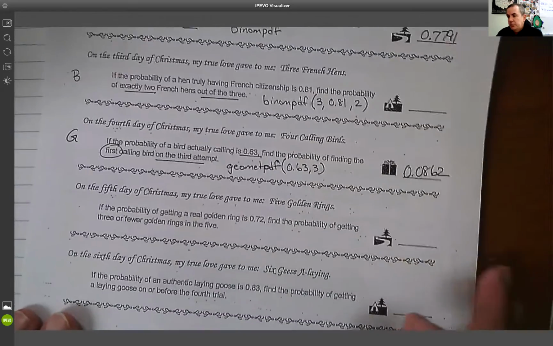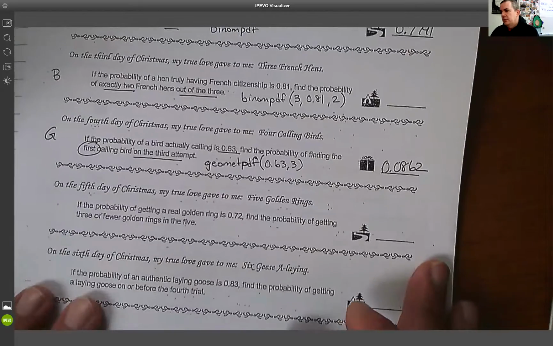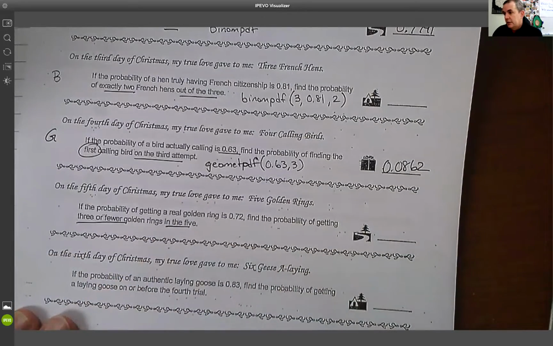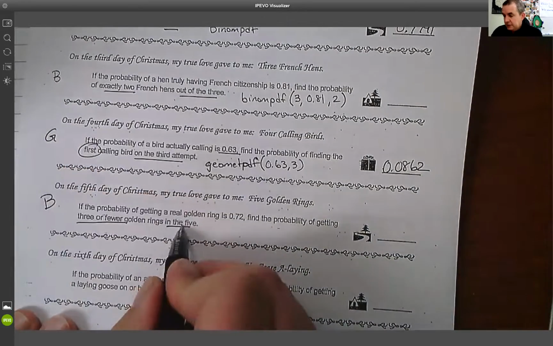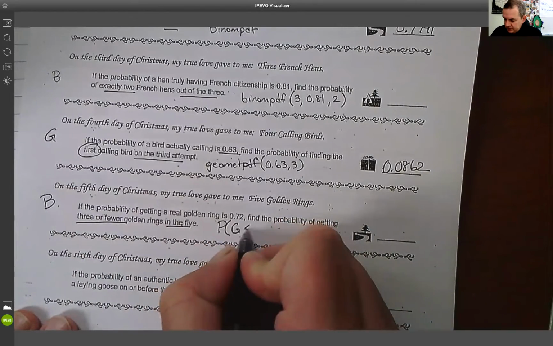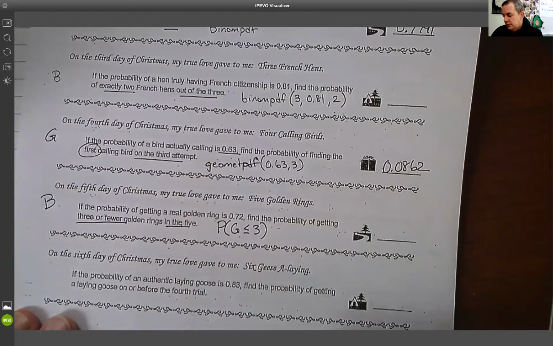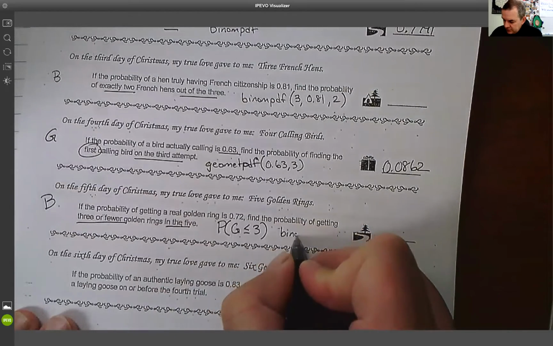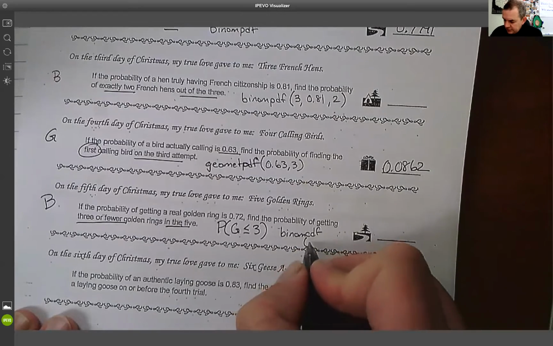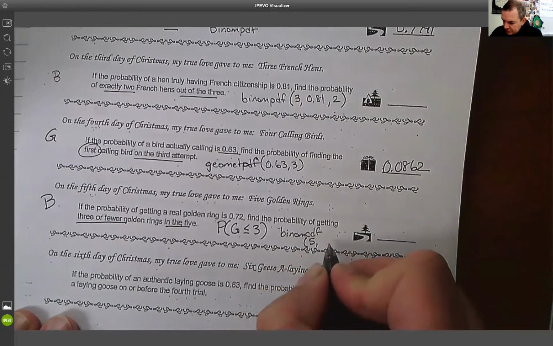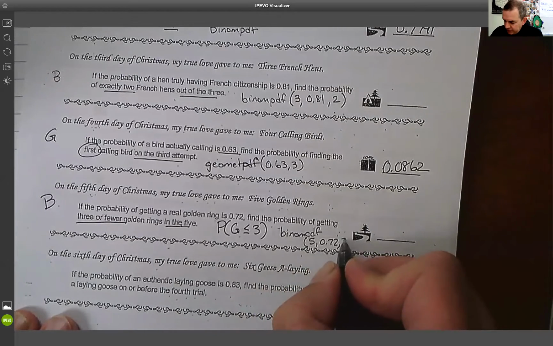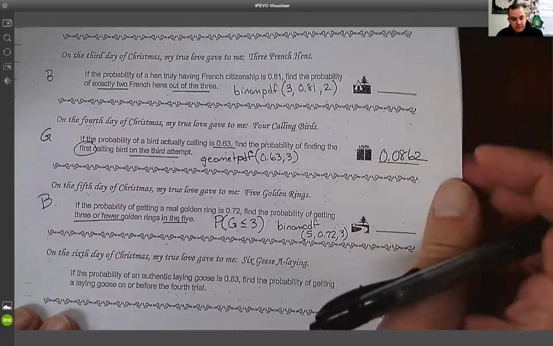If the probability of getting a real golden ring is 0.72, find the probability of getting 3 or fewer golden rings in the 5. Okay, so again, this is a binomial setting, fixed number of trials, 3 or fewer. It's actually saying the probability that G is less than or equal to 3. So this is going to be a binomial CDF: 5 trials, 5 golden rings, probability of success of 0.72, and we want 3 or fewer. So we're going to go to the calculator on that one.